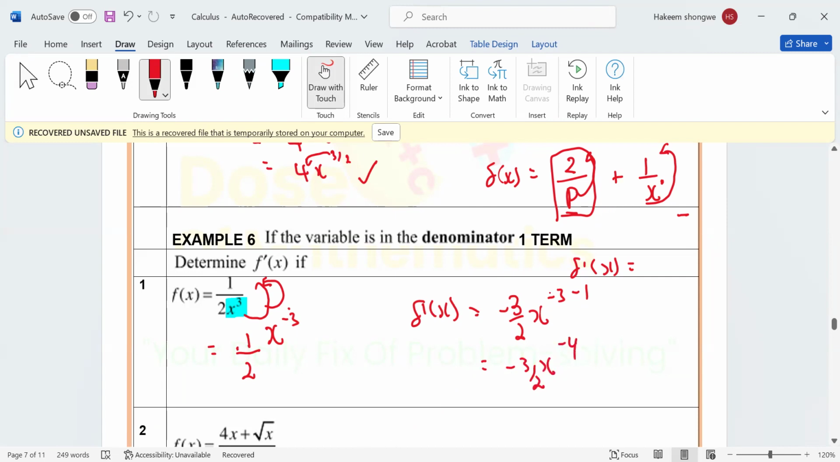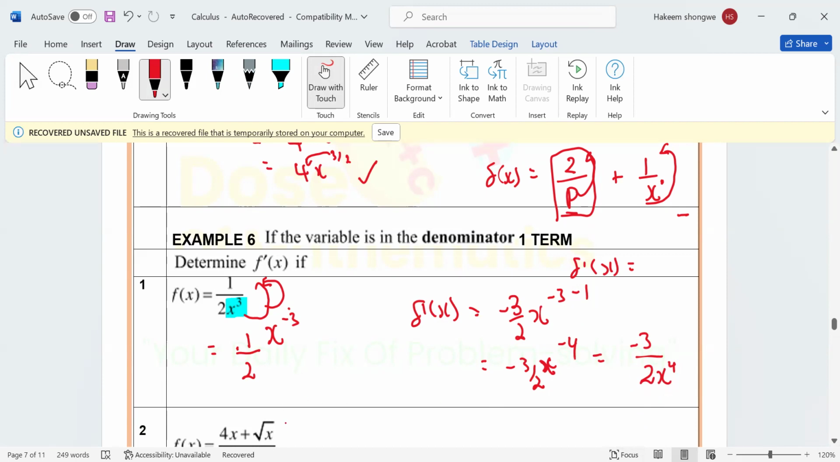And then if you want to be fancy, remember you can always take the exponent into the denominator again. If you take it back to the denominator, what are you going to have? You're going to have minus 3 all over 2 x to the power of 4. What did I do? I took the exponent, which is negative, down to the denominator and it became positive.